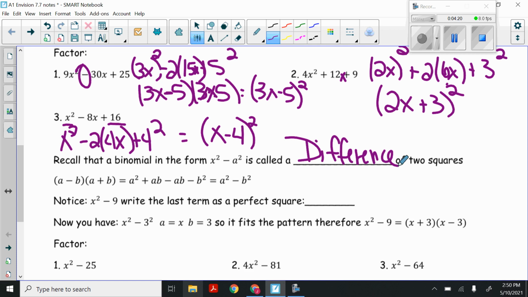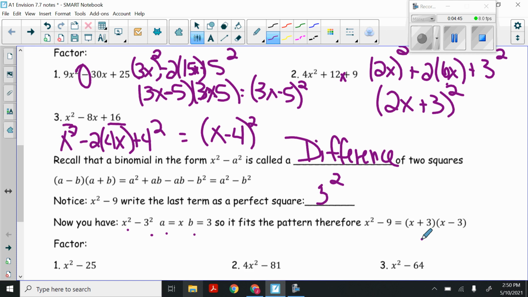So remember, a minus b times a plus b. When we FOIL that out and our middle terms cancel, we're left with a squared minus b squared. Notice x squared minus 9. If I write the last term as a perfect square, 9 is really 3 squared. So now I have x squared minus 3 squared. So a is x, b is 3. So it fits the pattern, x squared minus 9 equals x plus 3 and x minus 3.